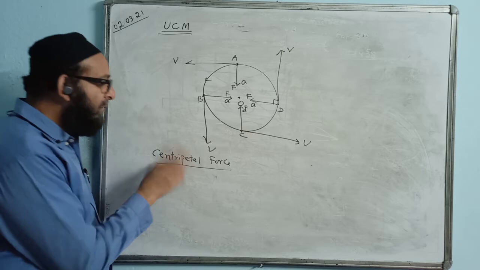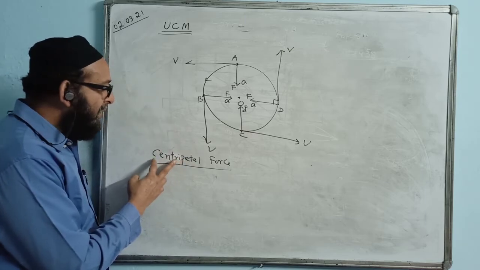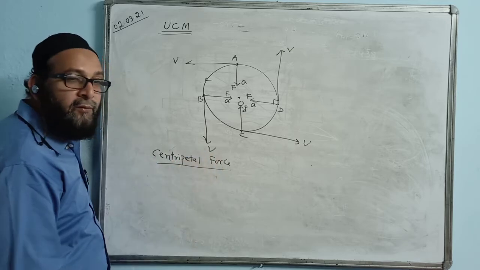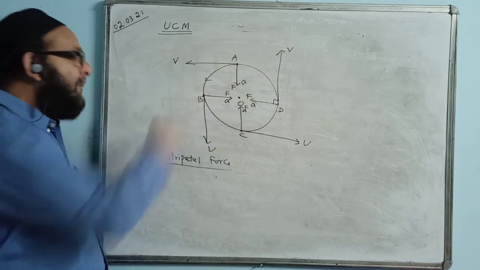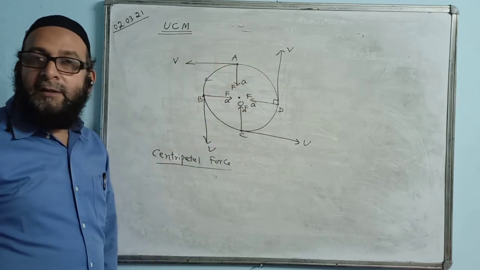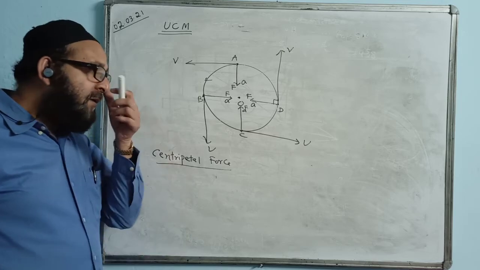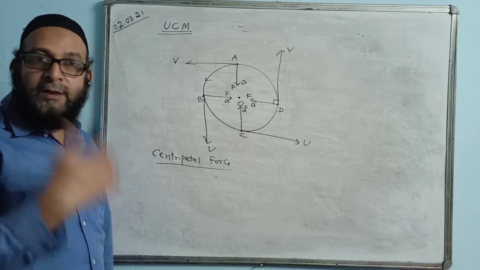Centripetal is the combination of two words. Centri means center and petal means towards. The force acting on the body towards the center of the circular path is called centripetal force. Okay, what are the examples of centripetal force? Centripetal force will be acting towards the center.